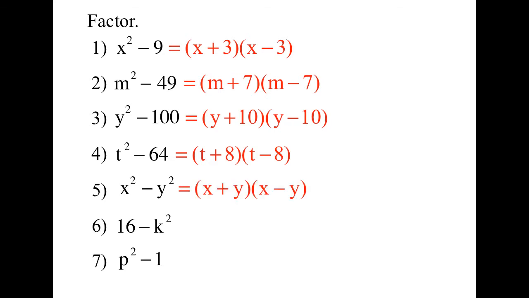16 minus k squared. Now this gets a little tricky. Square root of 16 is 4. How do I get that negative k squared? I have to keep it in the same order. So the 4 is placed first for the 16. And remember, to get that negative k squared, I have to multiply a positive k times a negative. So yes, you have to keep it in that second position, or just make it negative if you place it in the first position in the binomial. And number 7 is p plus 1 times the quantity of p minus 1.